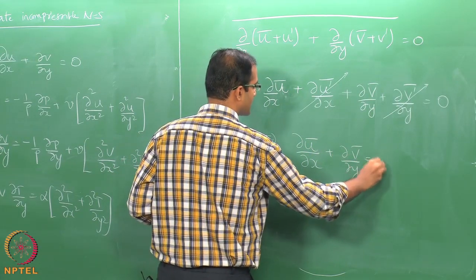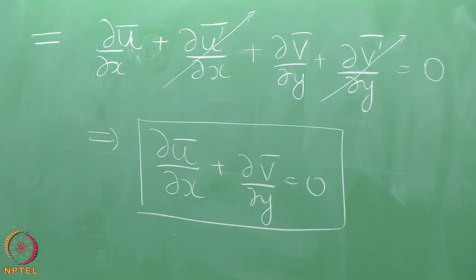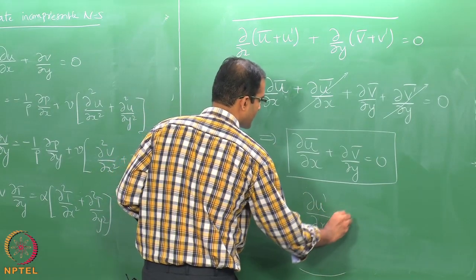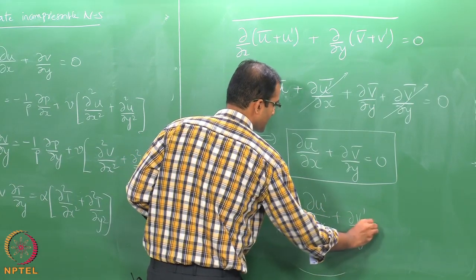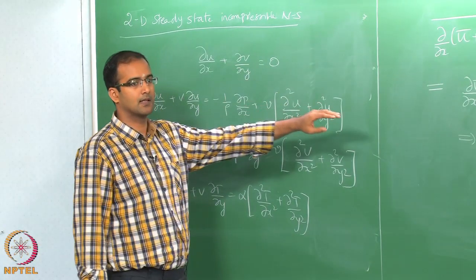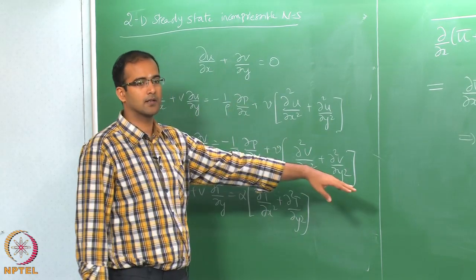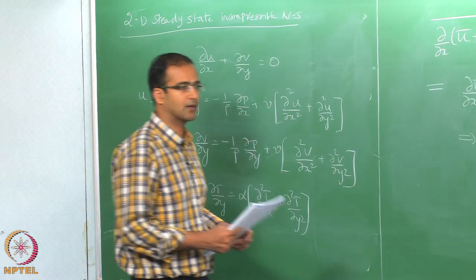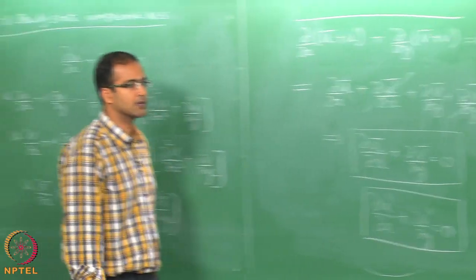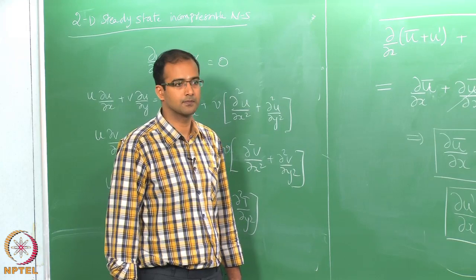So, there is a continuity equation which is satisfied by the mean velocities, and therefore, there should also be a continuity equation satisfying the fluctuating component, because you have a continuity equation for the instantaneous flow field and there is a continuity equation satisfying the mean. So, if you substitute back, you can actually write a continuity equation satisfying the fluctuating component also. So the velocity fluctuations u prime, v prime should also satisfy their own continuity equations.